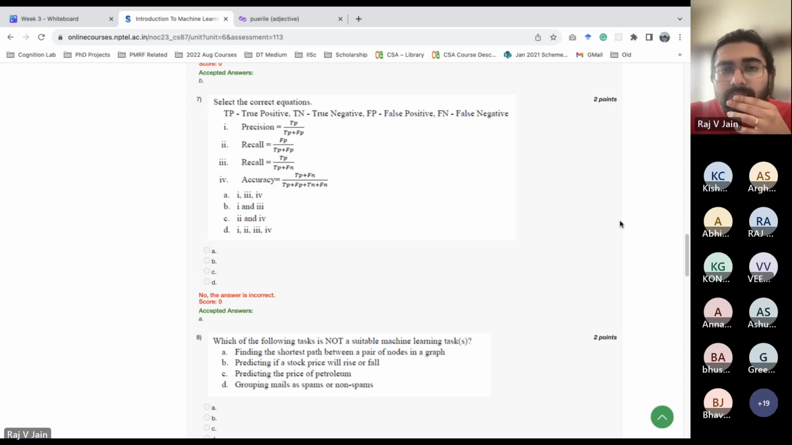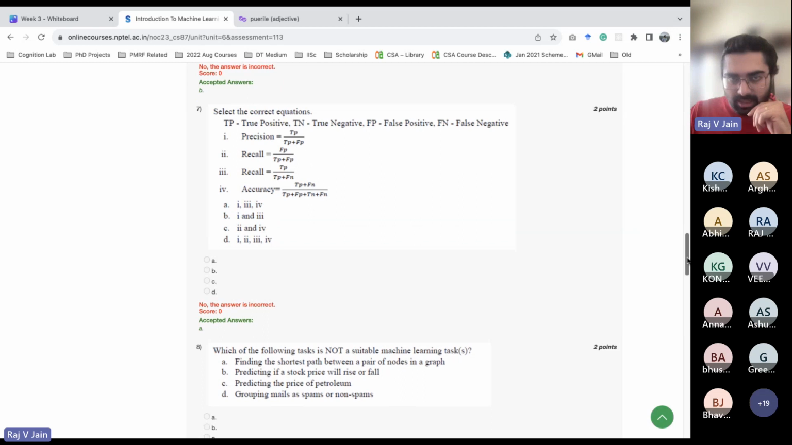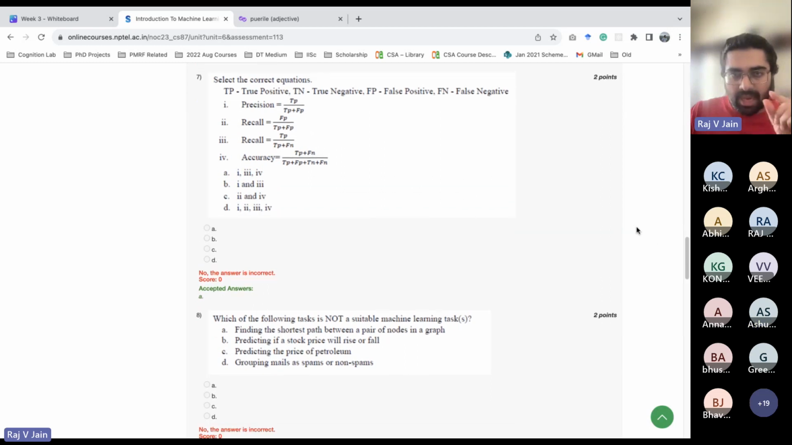I'm just looking at my score sheet. There it is written, accepted answer is A, and I have put B. It got a score of 0. So I have mentioned that to the NPTEL folks that the expected answer is wrong. They will change it to B, and once it changes, it'll show up in your scores. At that time, no, it is not corrected.